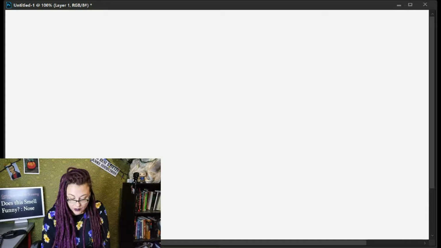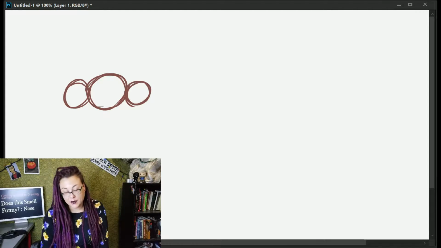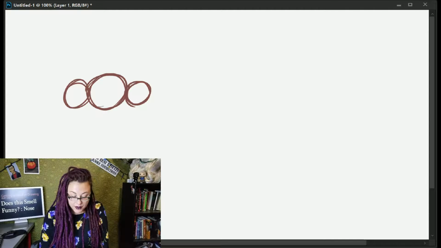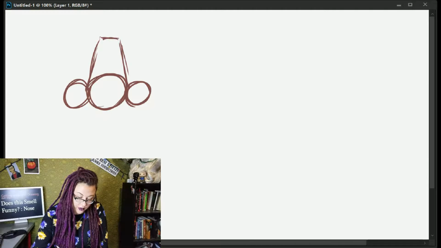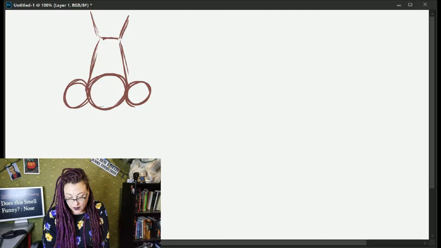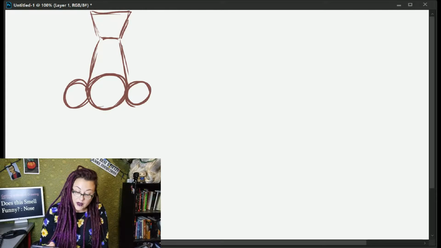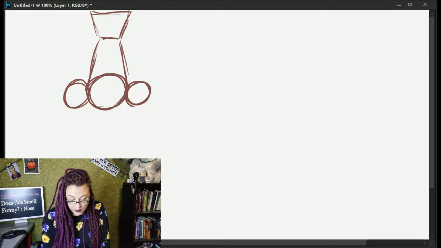The nose is generally composed of three basic circles. One is the tip of the nose, and the other two are the nostrils. And then there's the bridge of the nose, and that muscle, when I was showing you how to draw the eyes in another video, is attached to the nose and is technically part of the nose.